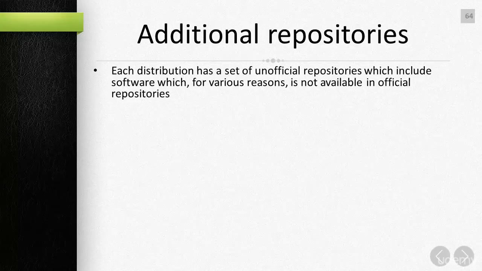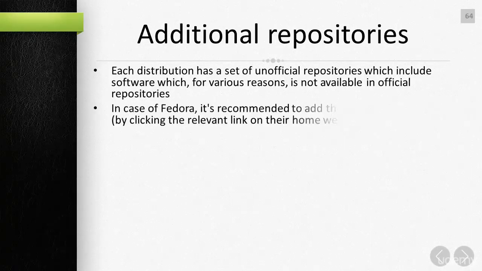Each distribution has a set of unofficial repositories. They are tested. Most of them are maintained by people associated with the development of a given distribution. These repositories contain software which, for some reason, either because of the policy or because of the license, cannot be put in the main repository.